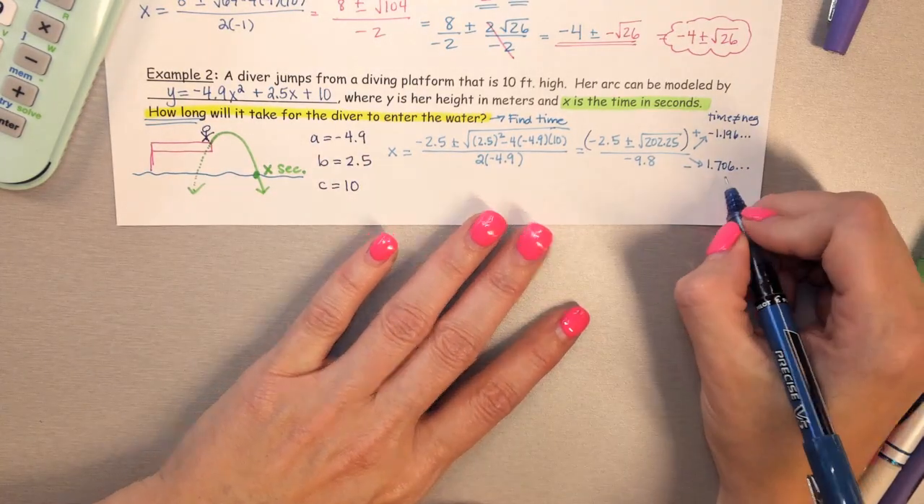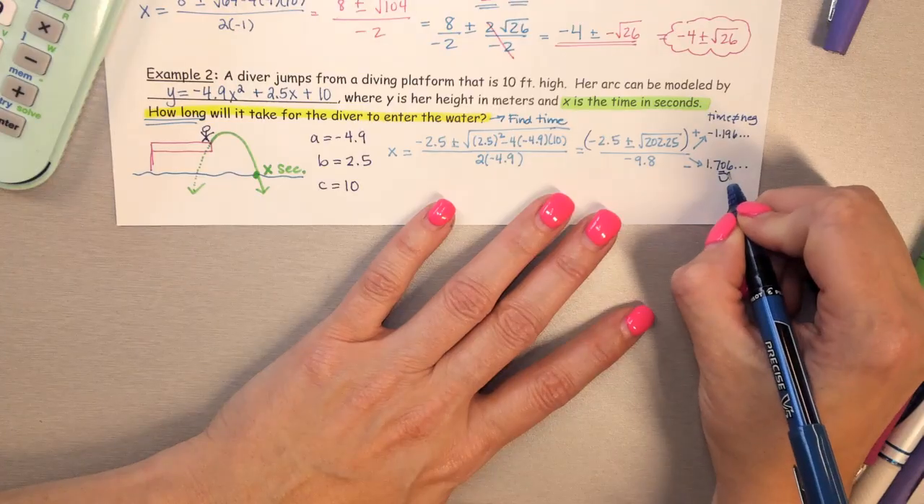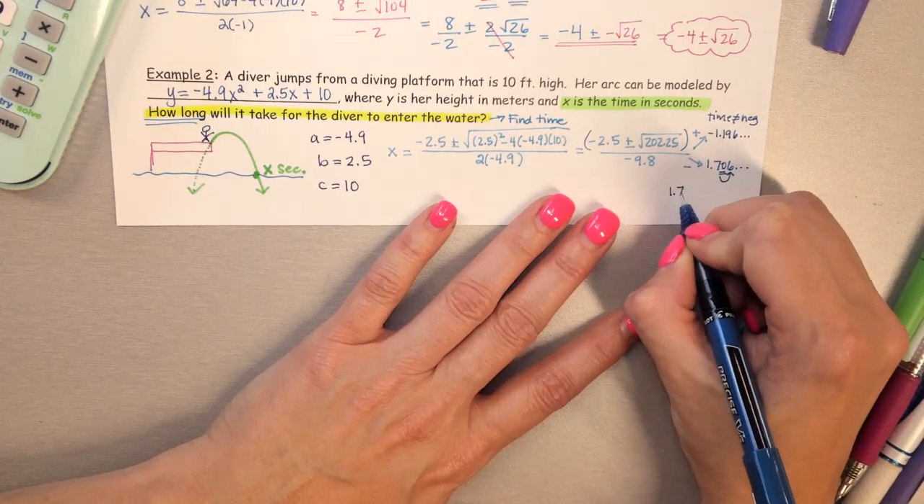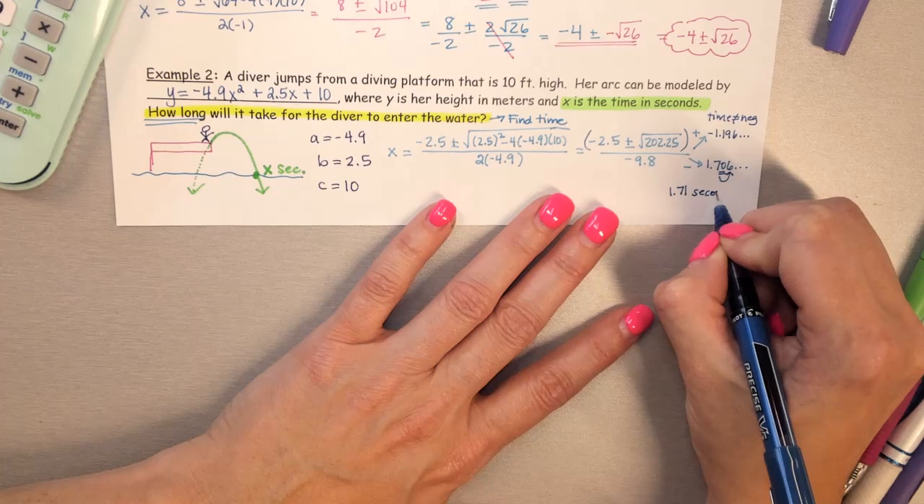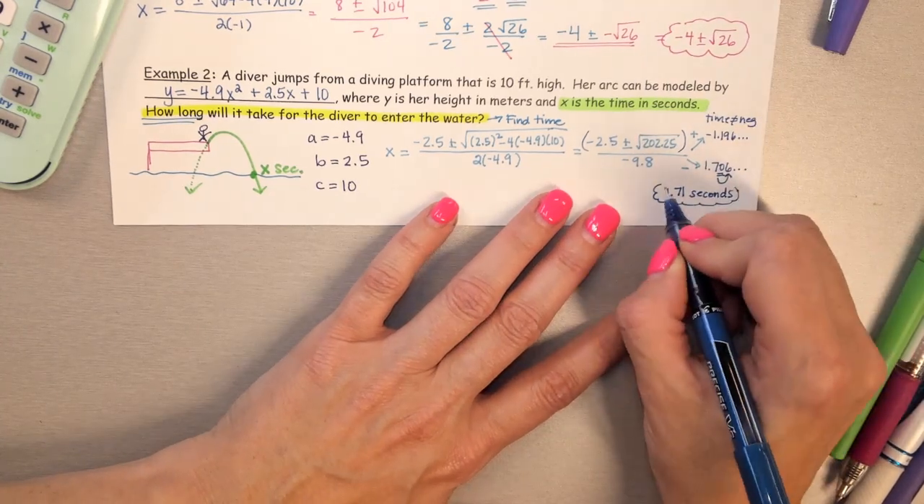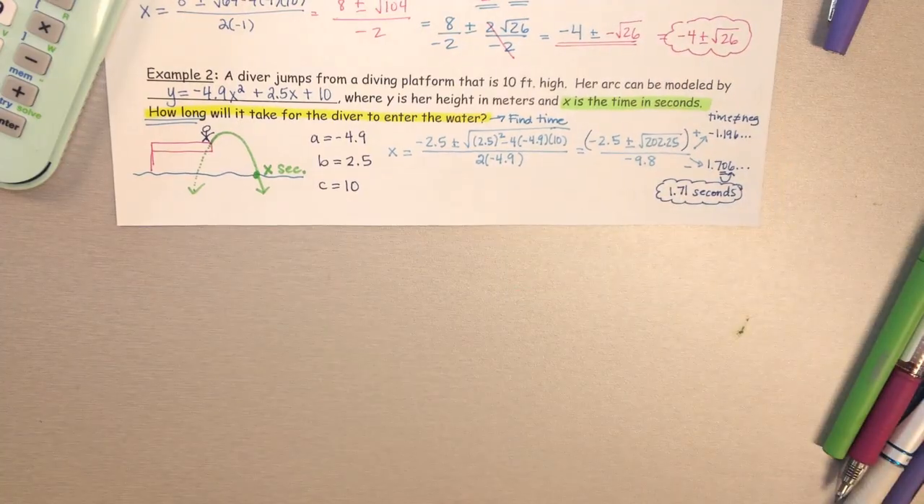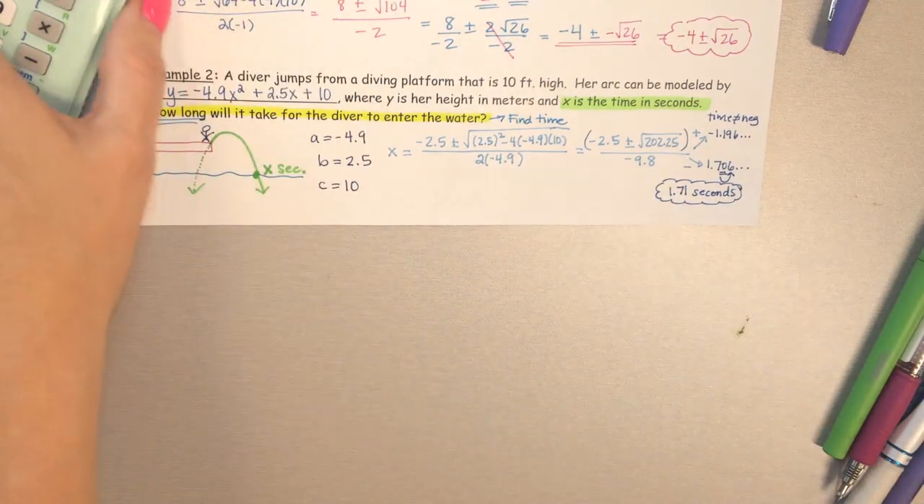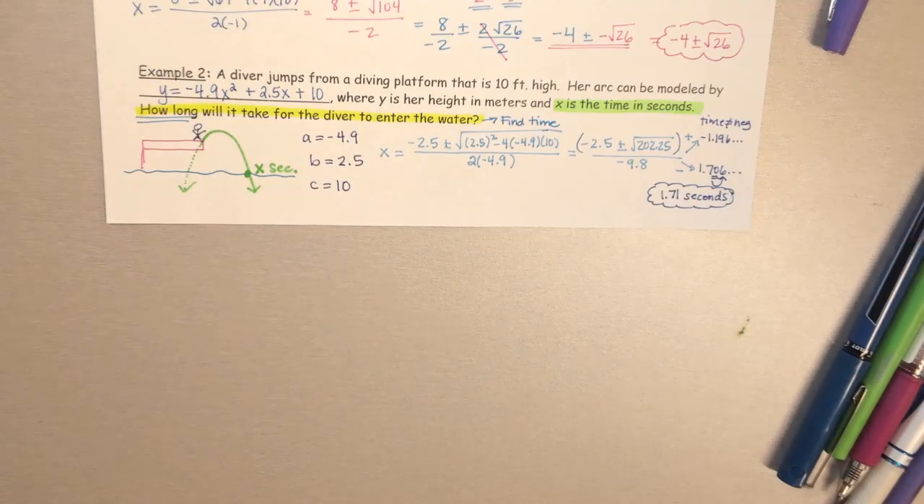Okay, and then we're going to round this to the nearest hundredth. So we get 1.71 seconds. If it's a story problem, include your unit. Okay, include the unit of time. Okay, and that 6 is going to round that 0 up.